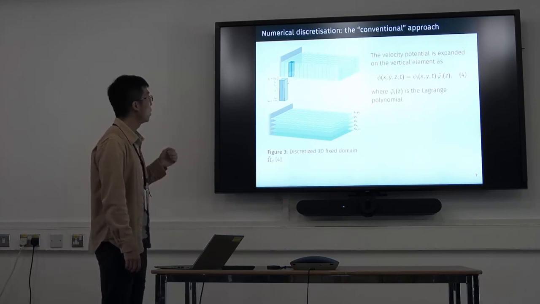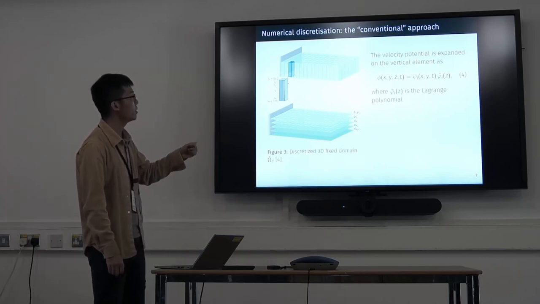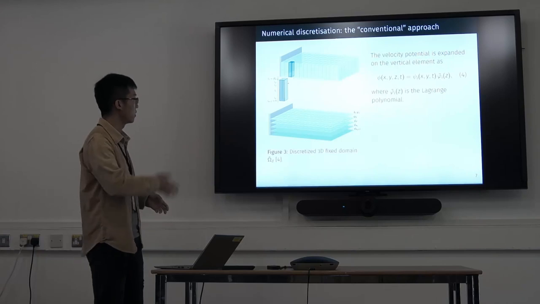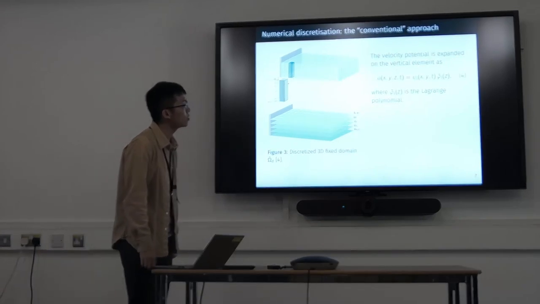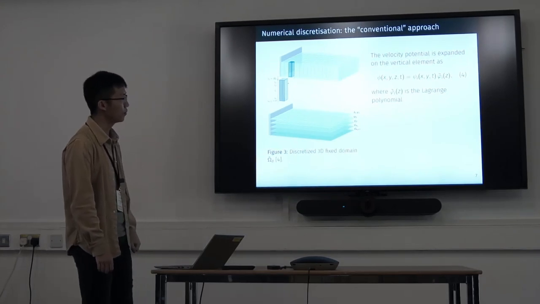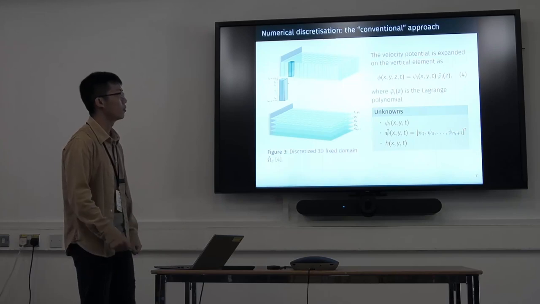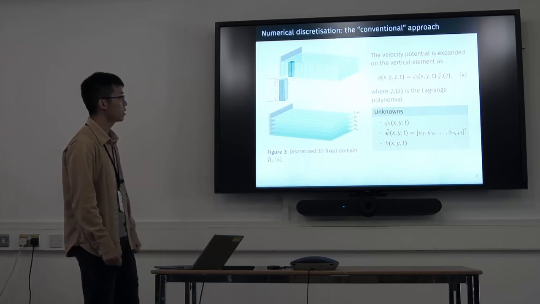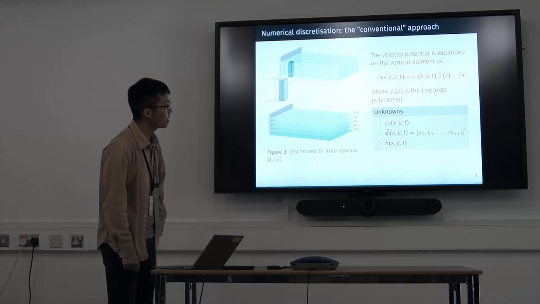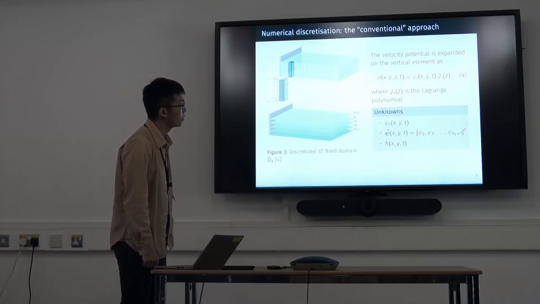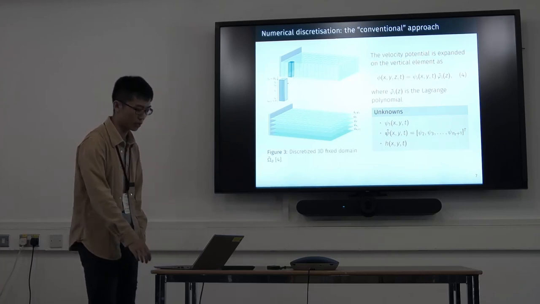In the vertical direction, we only have one element, and we will expand the velocity potential along the vertical direction using this form, where phi I tilde is the Lagrange polynomial. After this expansion, in our numerical model we will have three unknowns. Psi 1 is the free surface velocity potential, and this head psi is a vector that denotes the interior velocity potential, and the last one is the total water depth, H.